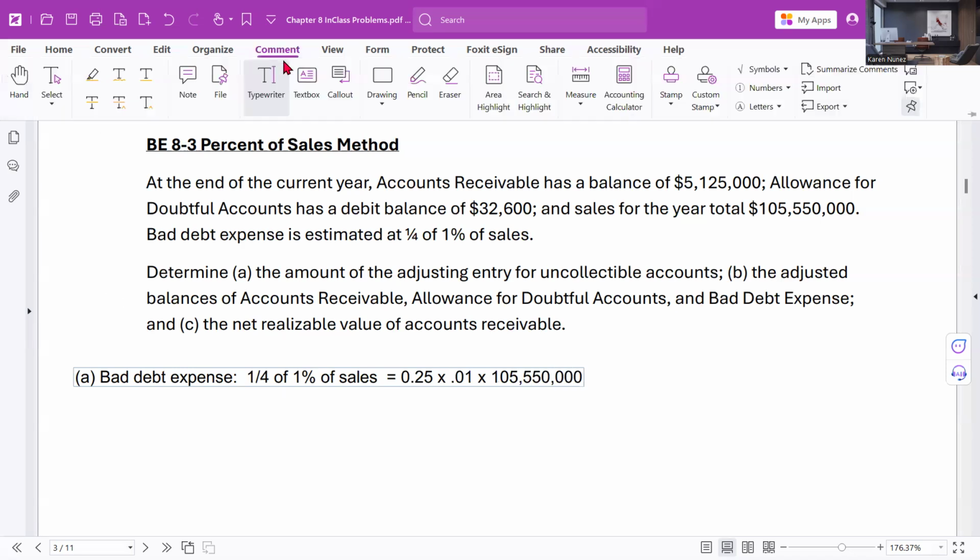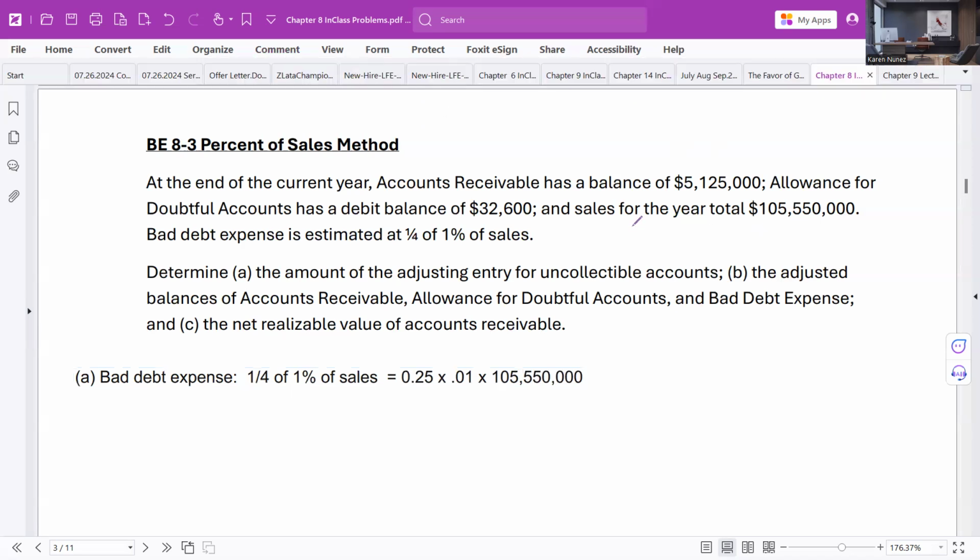So all these numbers are given. Let me make sure I highlight those. The sales are here, 105,550, and the percent of sales is 1/4 of 1%. So we estimate that our uncollectible accounts, if we do the math, 0.25 times 0.01 times 105,550 gives us 263,875. That's the amount of our adjusting entry.